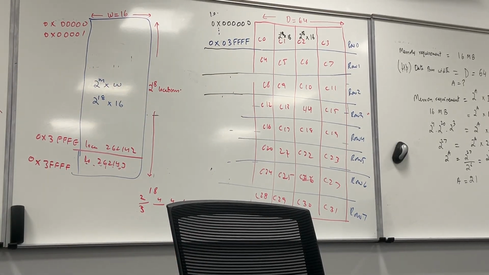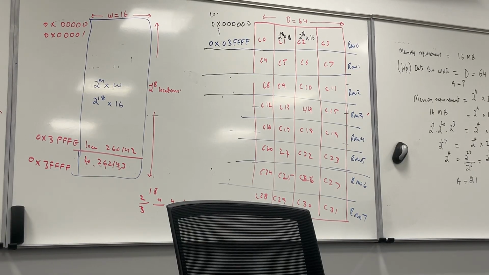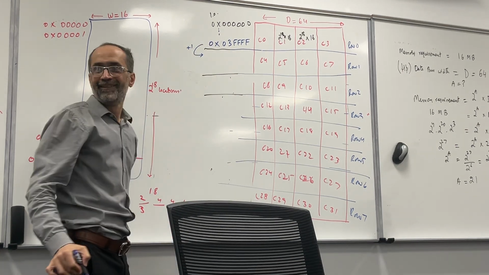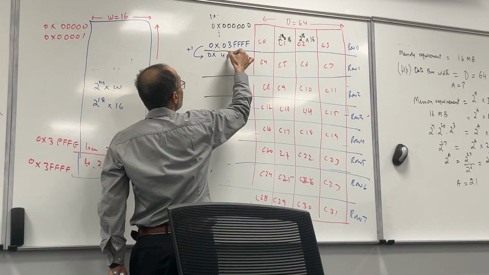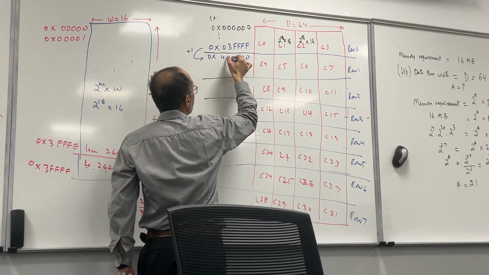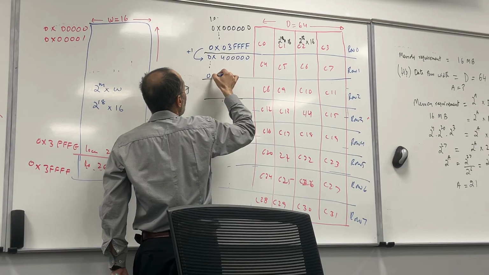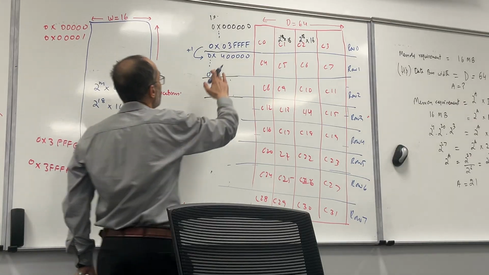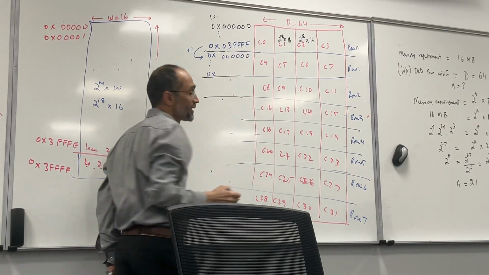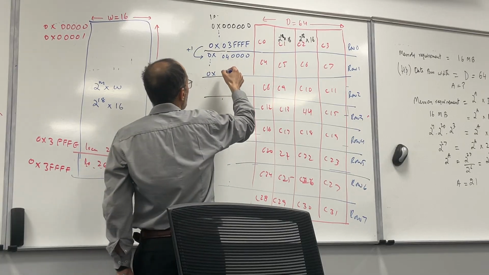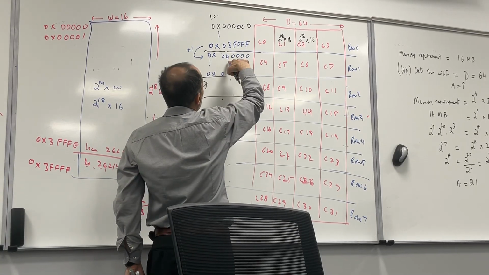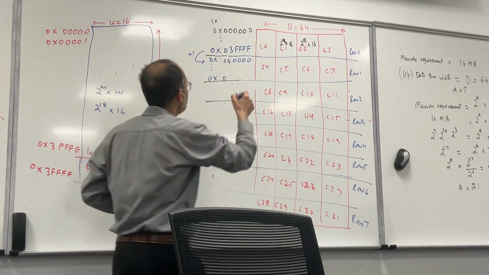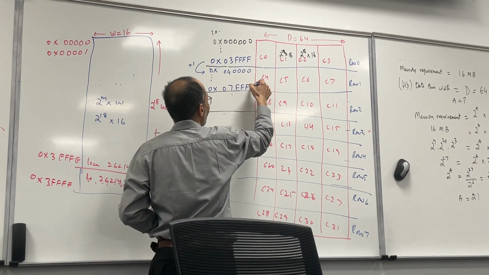Now if we calculate the next address, what will it be? 04. Yes. So for the next address we add 1 here, and the next address will be 0x040000. And what will be the last address? 04? No. We add 3FFFF. So what is 4 plus 3? 7. So 0x07FFFF.